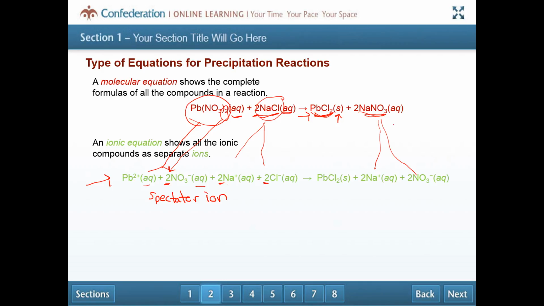And what we can do is cross these out. So if I look through here, do I have lead ions on both sides? And no, I don't. Do I have nitrate ions on both sides? Yes, I do. So I can cross these out. So I'll cross out the nitrates. Those are considered spectator ions.